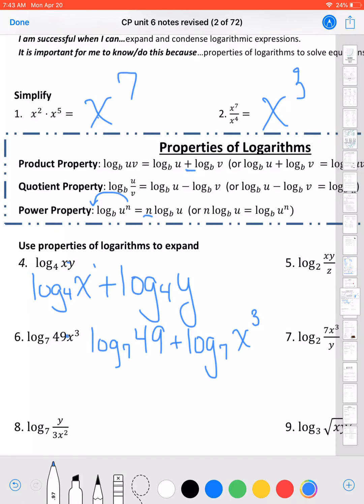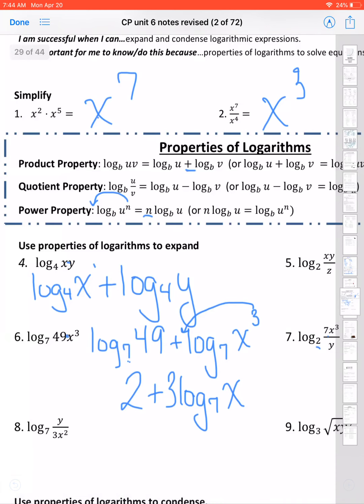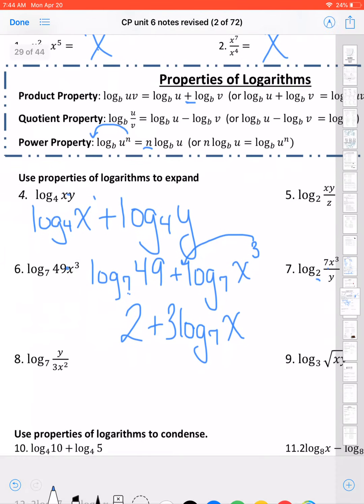First, if you can simplify numerically, doesn't always happen, but if you're able to, you want to do that. For example, 7, can you take 7 to a power to get 49? Sure, 2. Doesn't always happen. Like for number 7, you can't get 7, so you just leave it. But here you can, so we'll simplify it to 2. Plus, second thing, exponents are going to fall to the front. So 3 log base 7 of x. That is the answer. And we're going to go the opposite way as well, and we'll do that in a minute.